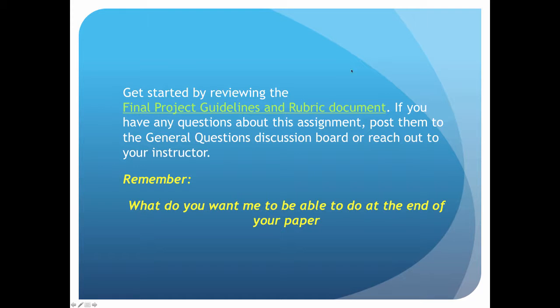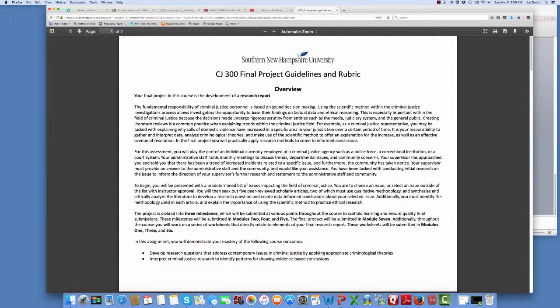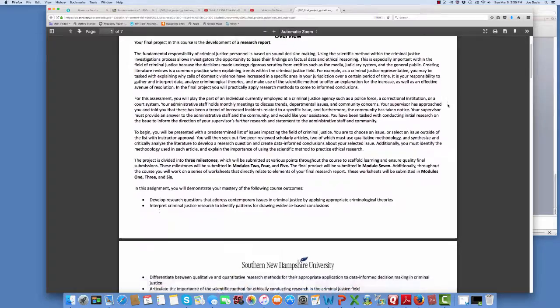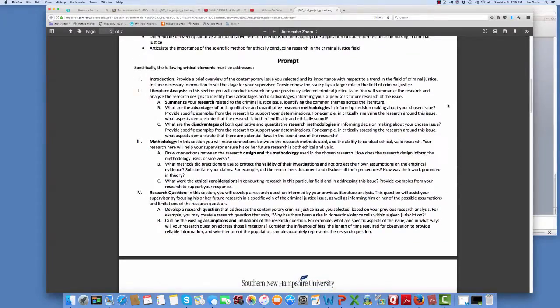All right, let's see if we can go find the guidelines and rubric for this. And there you go, there it is. Make sure you read through all of this so that you understand what this overall assignment is about, this 8-week assignment. You work on it every week. If you haven't done this before, these are milestones, okay? Here is the prompt that tells you all about it. Specifically, the following critical elements must be addressed.